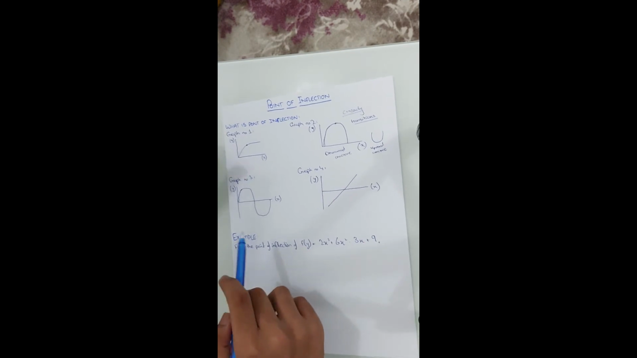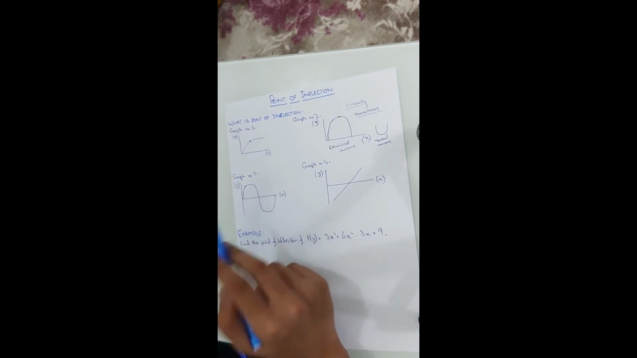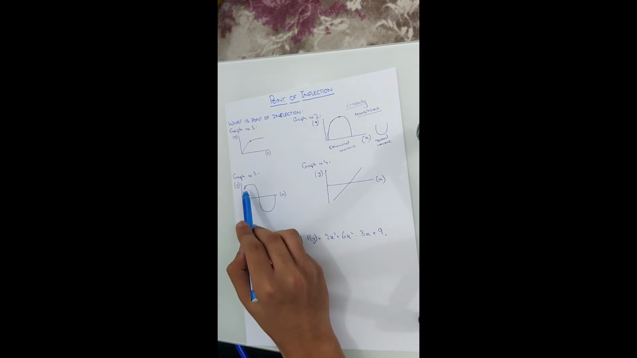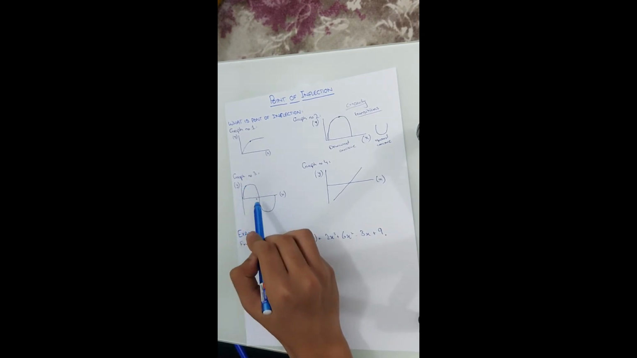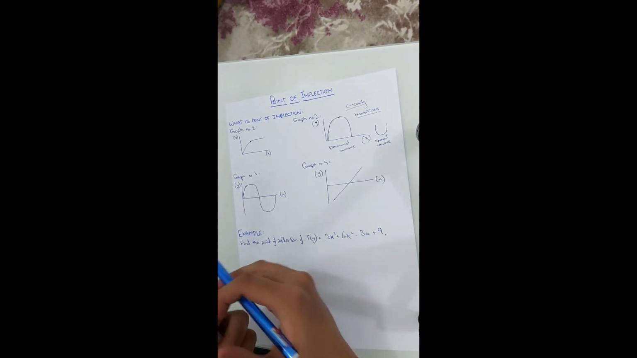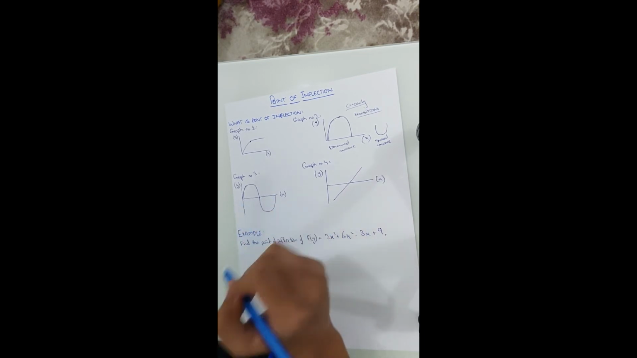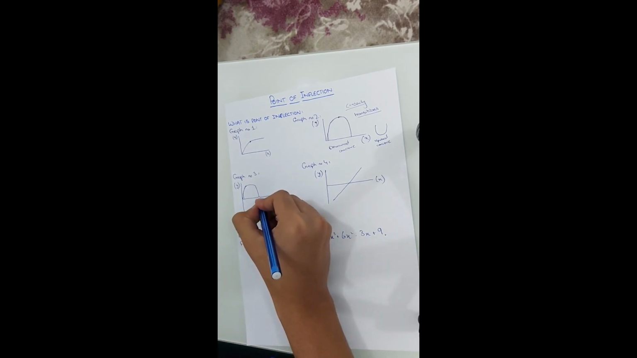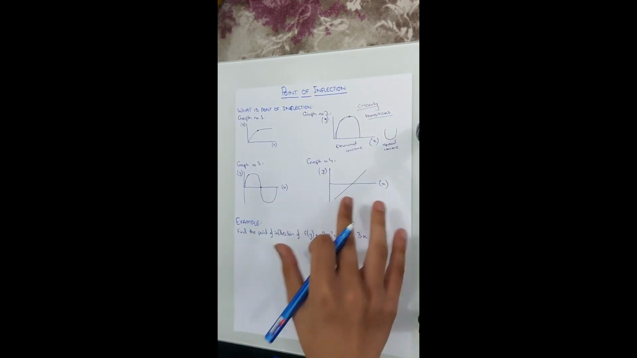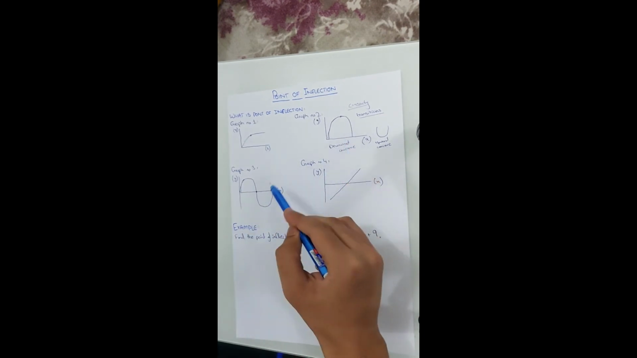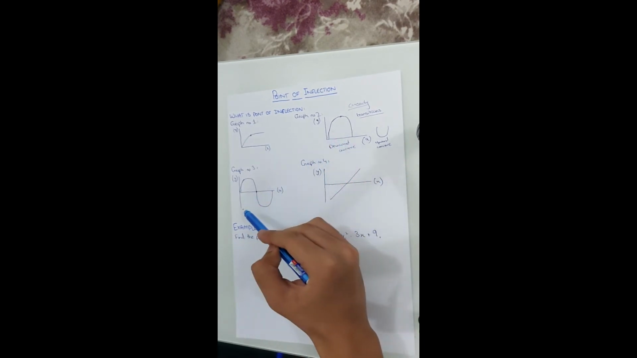In graph number 3, we can see that there are two concaves. One is a downward concave, and the other is an upward concave. In this scenario, which one is the point of inflection? Where the downward concave shifts to the upward concave is known as the point of inflection. So in this case, the point of inflection is right here. Majorly we will discuss examples like graph number 2 and graph number 3.